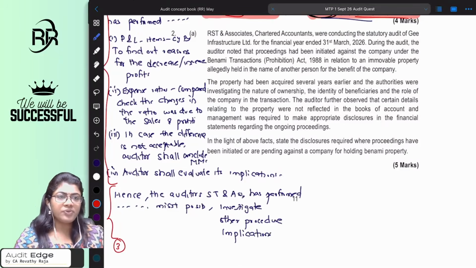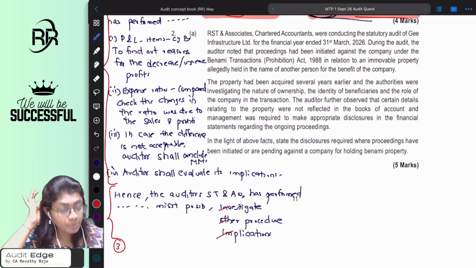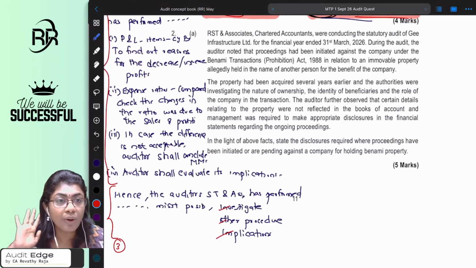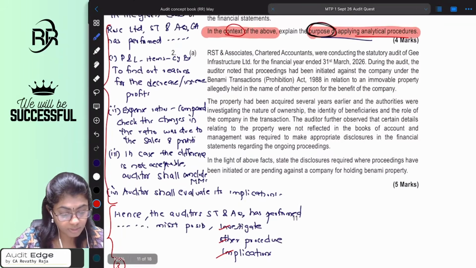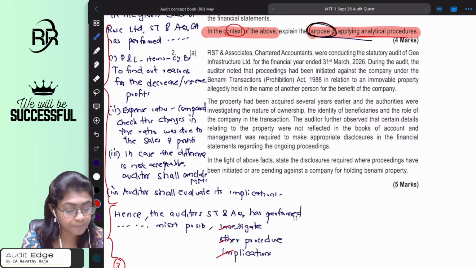So auditors have performed the analytical procedure to identify whether there is a possibility of misstatement. If so, they will investigate, perform other procedures and ascertain its implication on the audit report. So that perfection of answering should be there in the given case, conclusion, linking to the question.